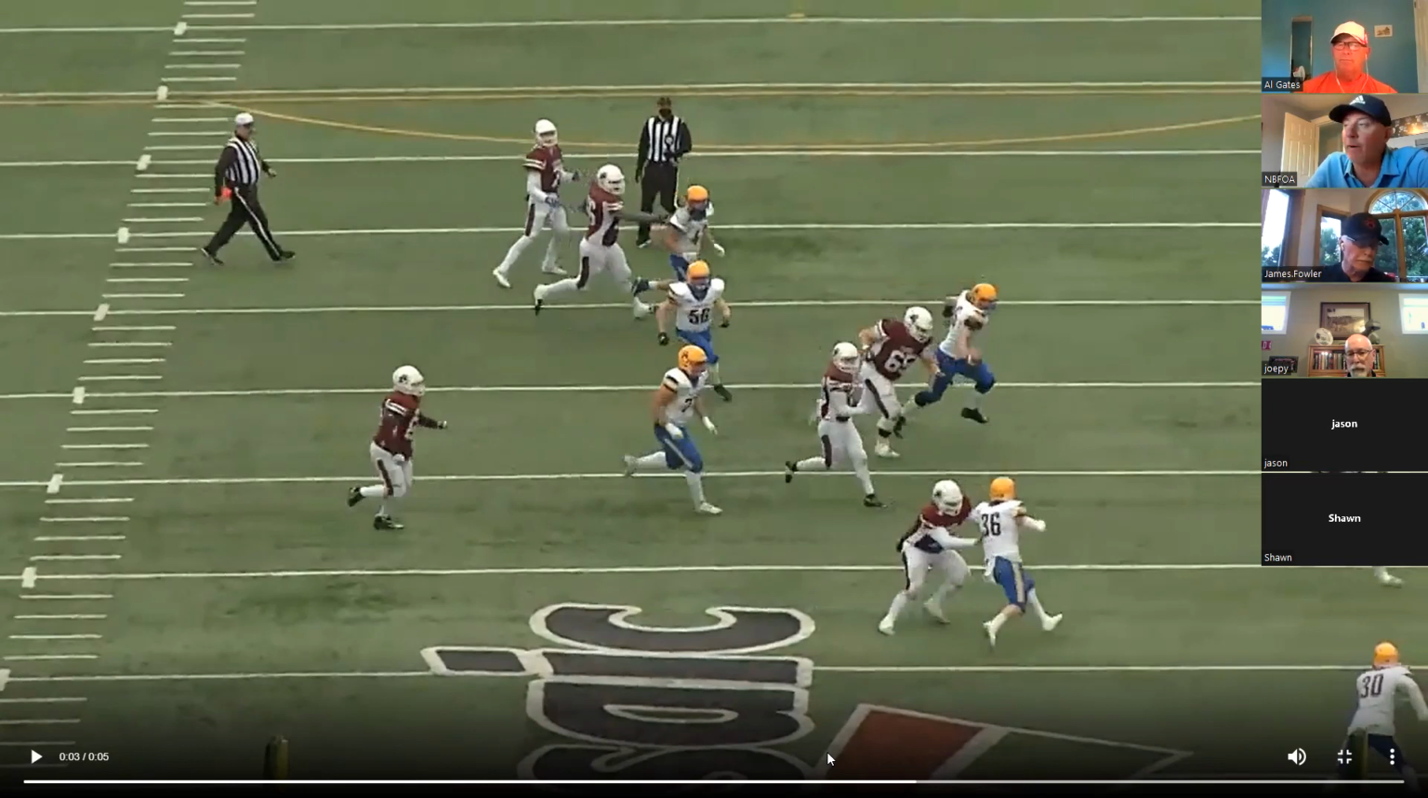That is a great point, because we talk about this when we talk about pass interference. Both team A and team B have the right to play the ball, and 36 here is simply trying to play the ball. So that's a great point to bring up there.